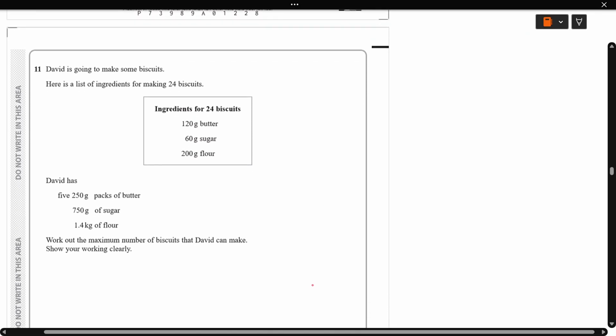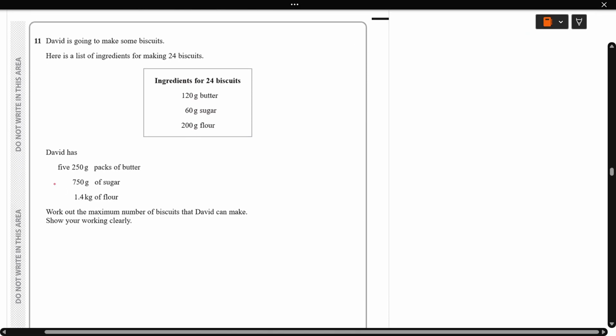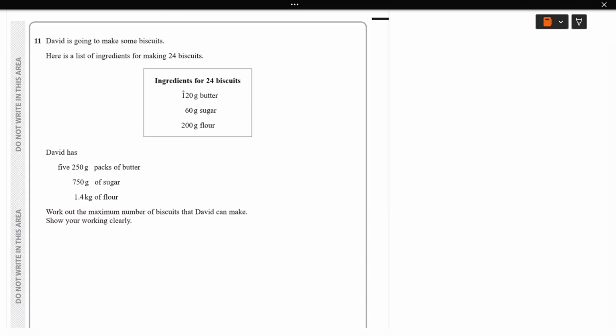Okay, the next question. David is going to make some biscuits. Here is the list of ingredients for making 24 biscuits. So for 24 biscuits, this much is required. For one biscuit, we calculate 120 divided by 24 for butter, sugar is 60 divided by 24, and flour is 200 divided by 24. So we get 5, 2.5, and 8.3.